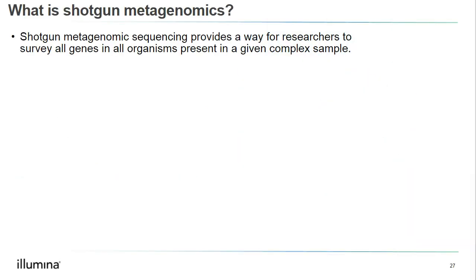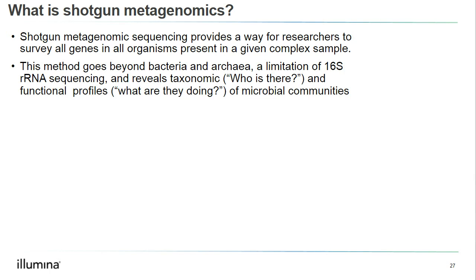Shotgun metagenomic sequencing provides a way for researchers to survey all genes in all organisms present in a given complex sample. This method goes beyond bacteria and archaea, which is a limitation of 16S ribosomal RNA sequencing, and it reveals taxonomic and functional profiles of the microbial communities.